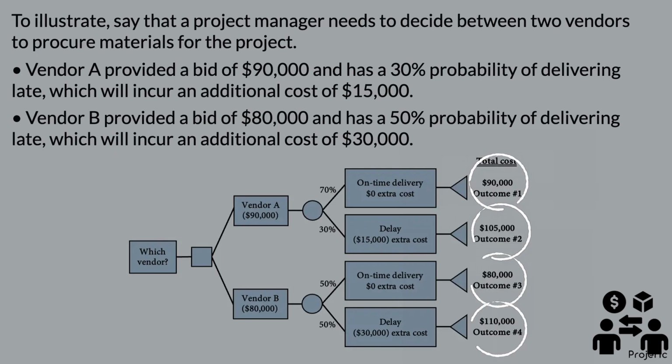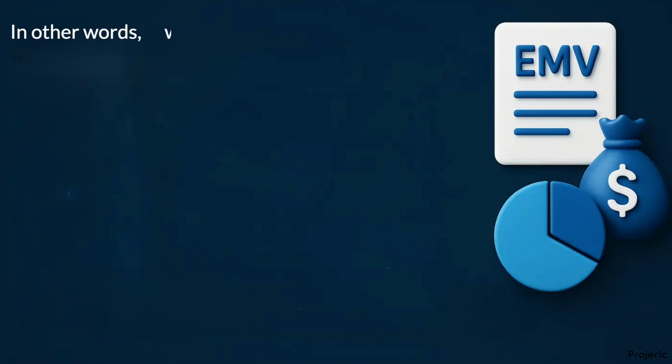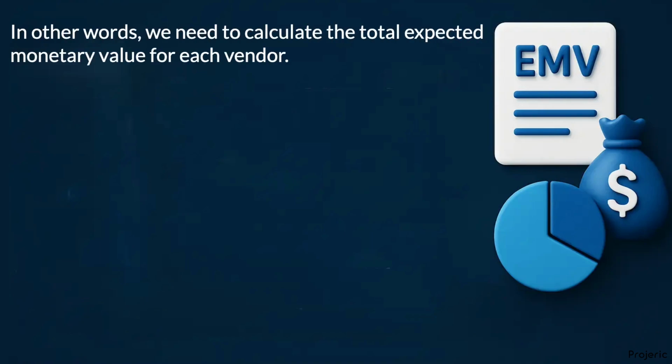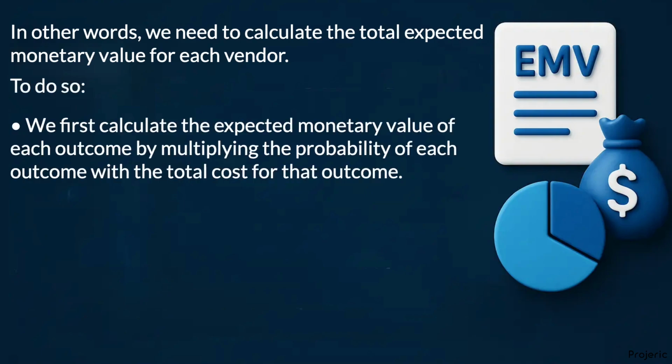To decide which vendor to choose, we also need to take into account the probability of each outcome along with its total cost. In other words, we need to calculate the total expected monetary value for each vendor. To do so, we first calculate the expected monetary value of each outcome by multiplying the probability of each outcome with the total cost for that outcome.